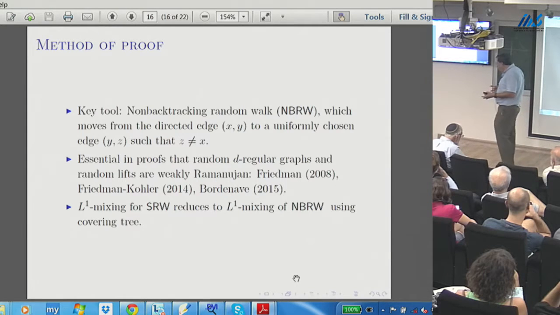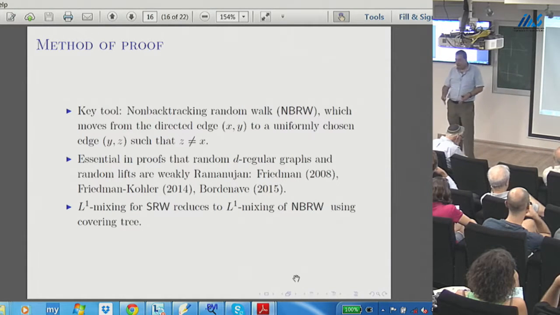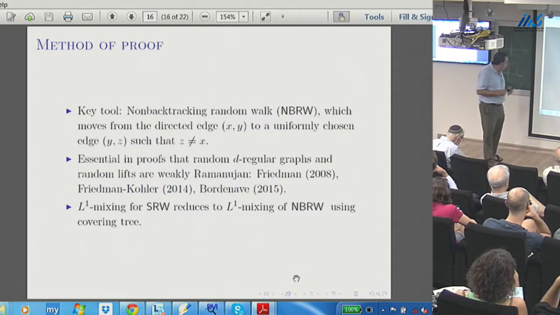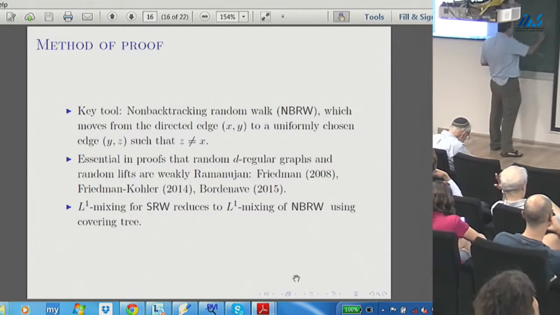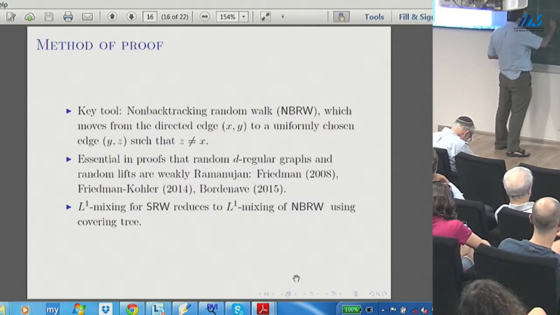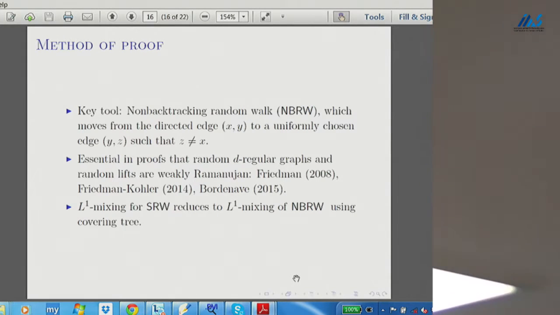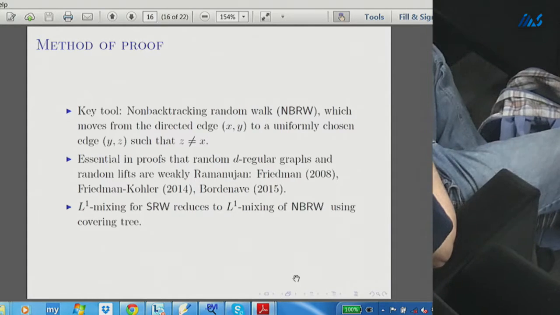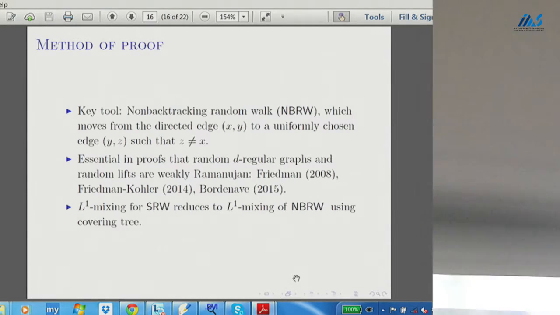And that simple relation you most easily see using the covering tree. So what is the covering tree of a graph? You can think of it as the tree of non-backtracking paths in the graph. Fix an anchor vertex that we start, and look at all non-backtracking paths from that vertex. They have a natural tree structure, which is exactly the covering tree.